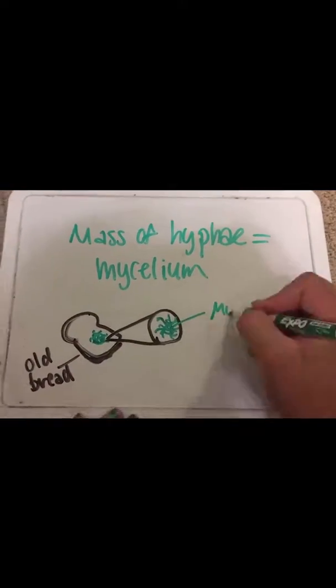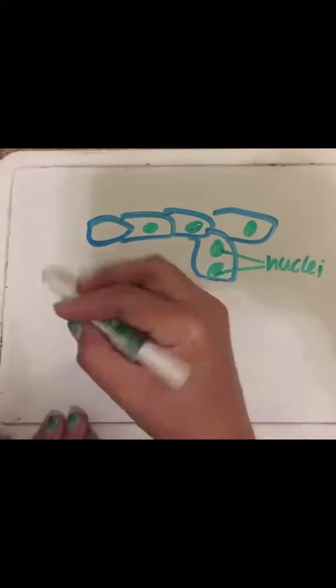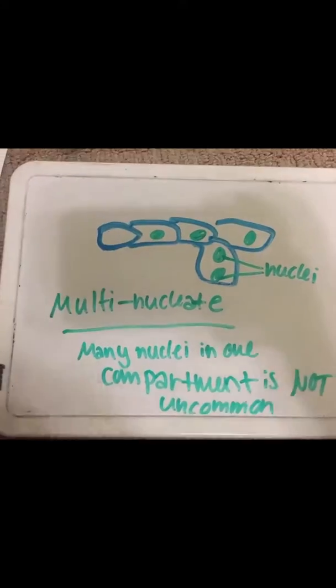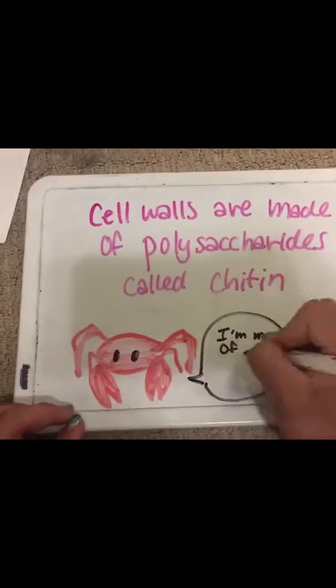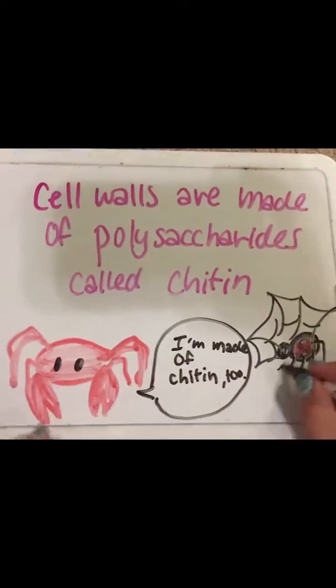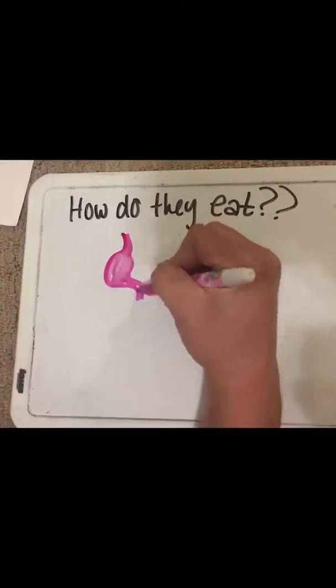A massive hyphae is called the mycelium. Mycelium helps the fungus take up a lot of surface area, which helps it feed. The mycelium is very dense. Cell walls are made of chitin, a polysaccharide which is also found in crustaceans and arthropods.